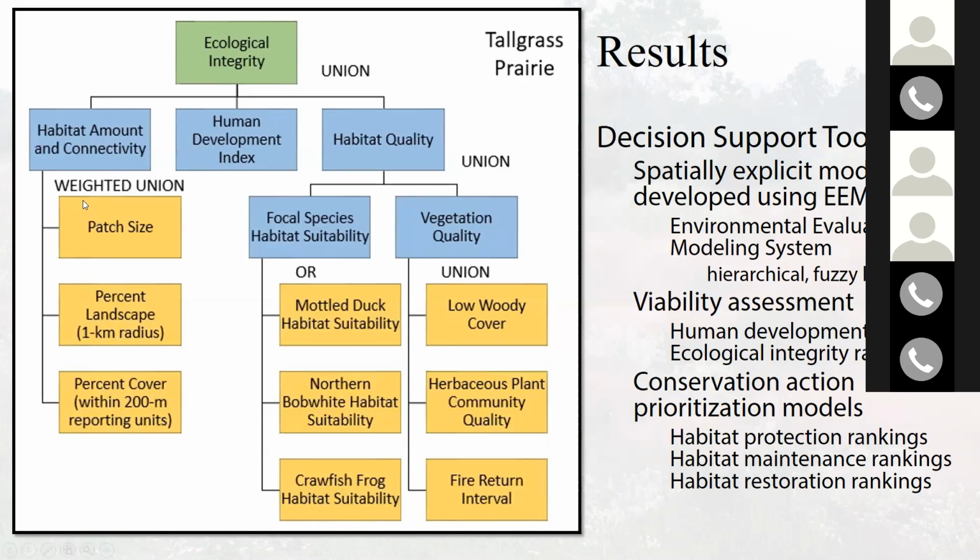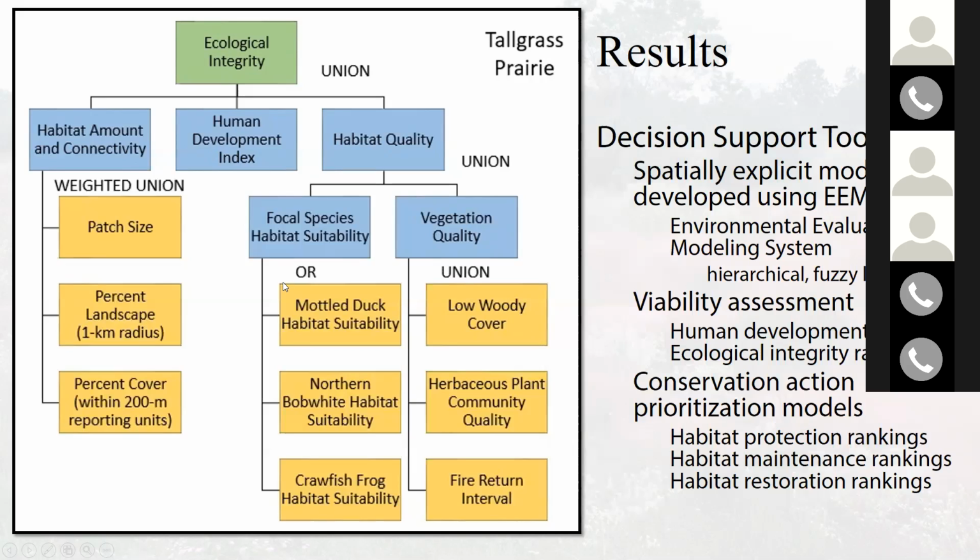And then we also have habitat quality, so habitat amount and connectivity and human development index, both those include inputs that are largely in the local area. So it's often a 1 kilometer radius, like percent landscape here. Whereas habitat quality is looking more at site level metrics. We're looking at site level woody cover, site level herbaceous composition, things like that. And you can see here where we have the focal species, and we have habitat suitability indices specifically for each species, but then we also have vegetation factors that apply to most of these species as well as other species as well.